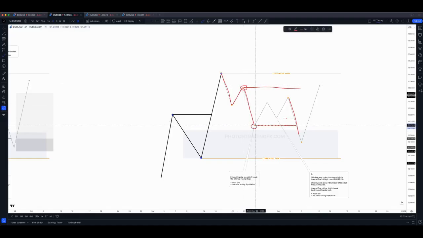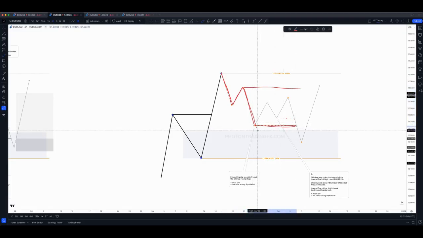This is the true internal fractal low. It needs to break the internal fractal high. It didn't do that. For this low to be valid, it would need to break this high, then we take the extreme low, then we get it liquidated, but it didn't do that, okay?